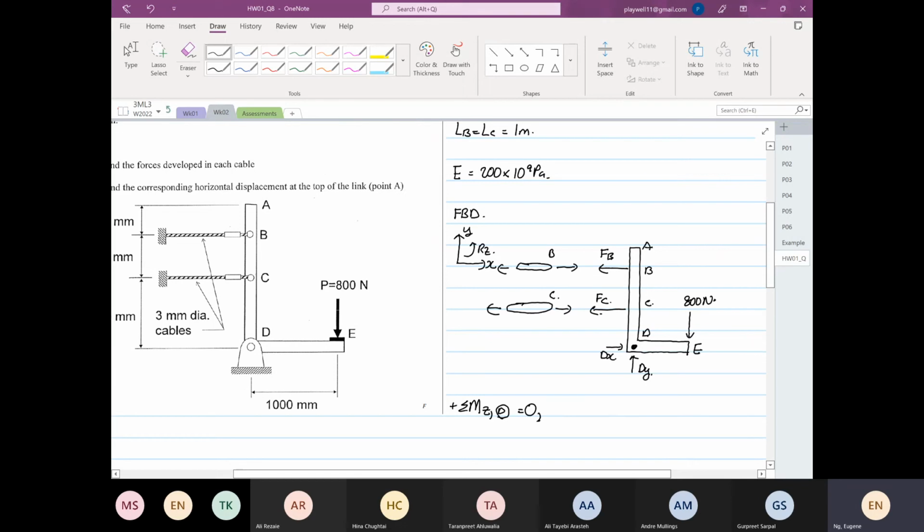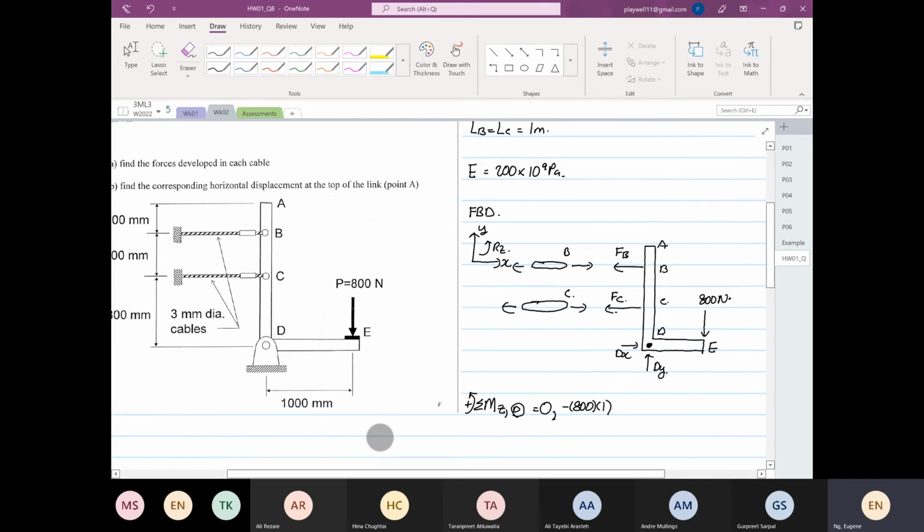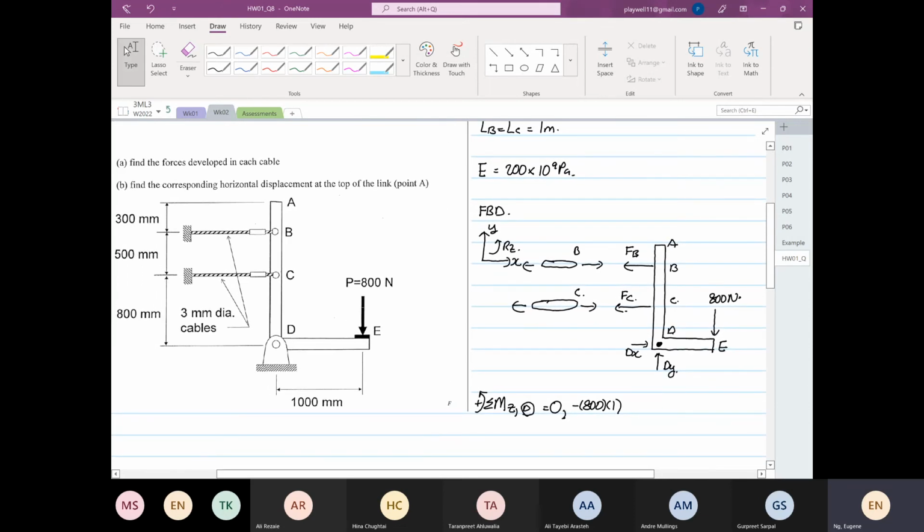So the 800 will do anti-clockwise is positive. I do apologize. Okay, so the 800 will induce a clockwise direction. So minus 800 multiplied by 1, right? And then you will have another FC. So FC is going to induce anti-clockwise, plus FC multiplied by 0.8, right? From point D, right?